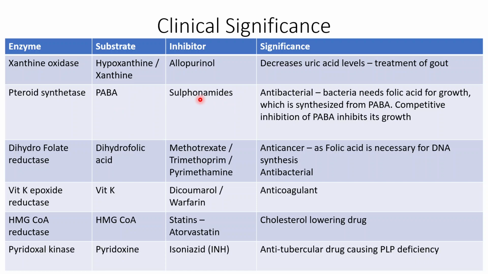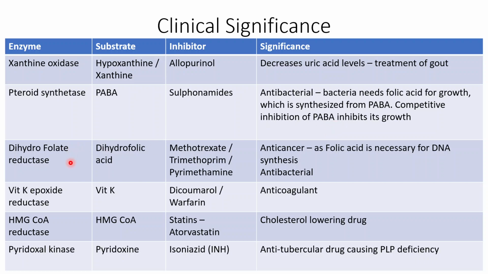So sulfonamide is an inhibitor. It's a structural analog of PABA, so it inhibits the enzyme pteroic acid synthetase. When this enzyme is inhibited, pteroic acid is not formed, and as a result folic acid is not formed in bacteria. That leads to death of the bacteria, so it's an antibacterial antibiotic. The bacteria needs folic acid for growth, which is synthesized from PABA. Competitive inhibition of PABA inhibits its growth.